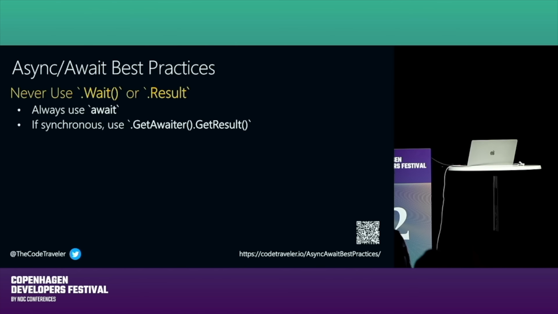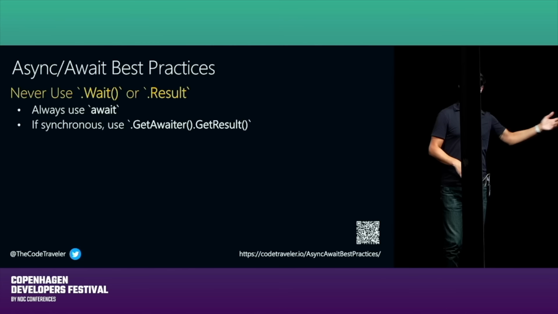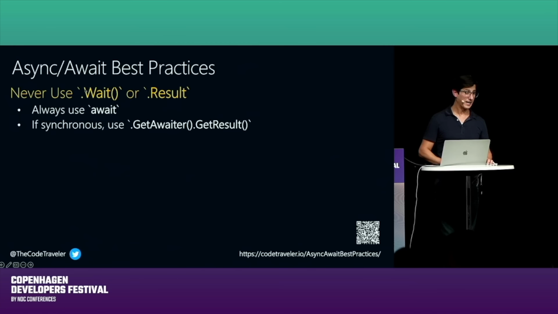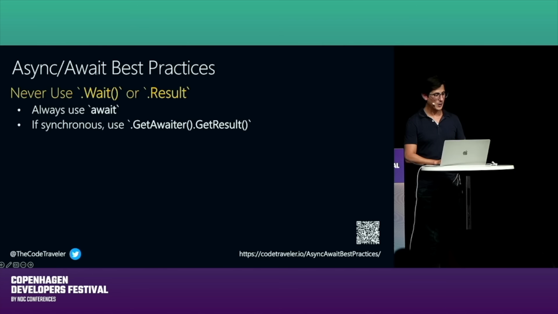So instead, we should just use the await keyword. But in that really, really rare instance where we can't use await, we should use getAwaitOrGetResult. And getAwaitOrGetResult actually replaces both. It has the same behavior as .wait, and it has the same behavior as .result. So we can go through all of our code and hopefully replace .wait with await. But again, in the rare instance where you have to, getAwaitOrGetResult.